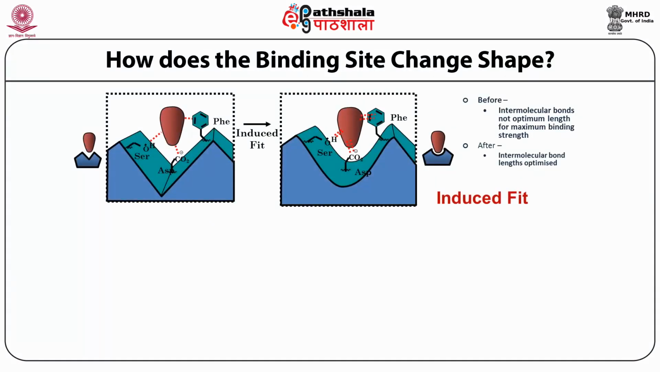Here we discuss how the binding site changes shape. You can see here the site of the receptor where the ligand binds and induces some conformational changes. Before, the intramolecular bonds are not at the optimum length for maximum binding strength; however, after the ligand induces the change, the intramolecular bond lengths are optimized.